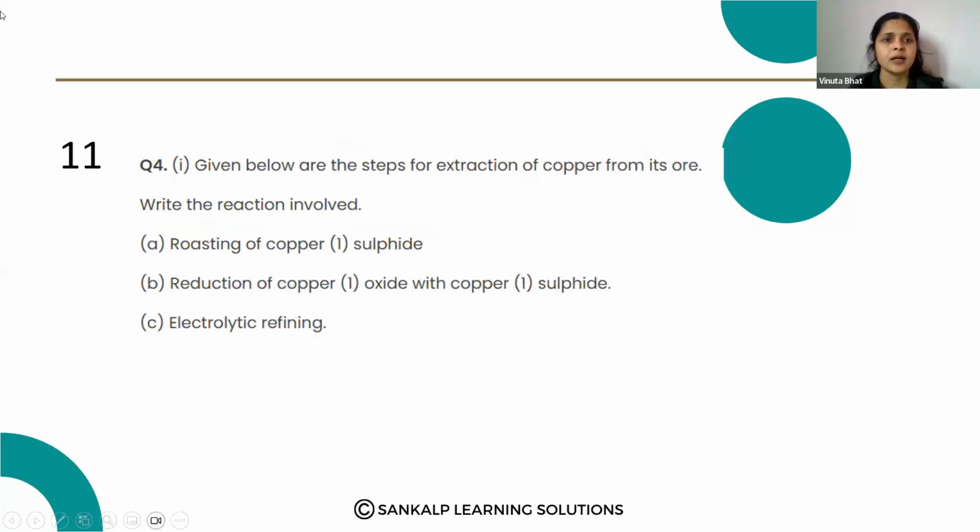Next question. Given below are the steps for extraction of copper from its ore. Write the reactions involved: roasting of copper sulfide, reduction of copper oxide with copper sulfide, electrolytic refining. So given below are the steps of extraction of copper from its ore. Then write the reactions involved. First thing, you have to note down the questions.